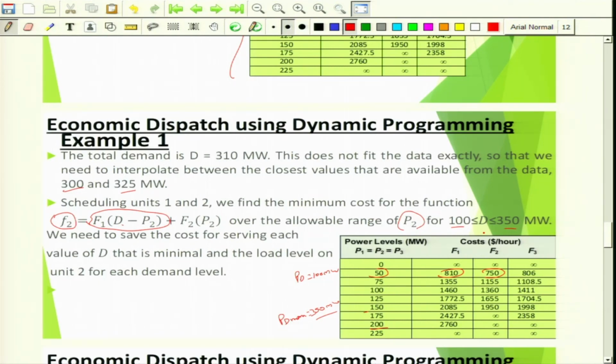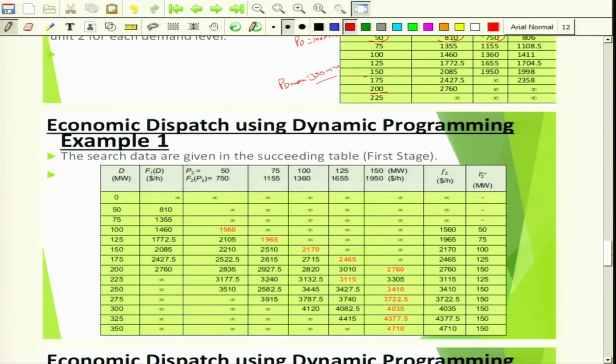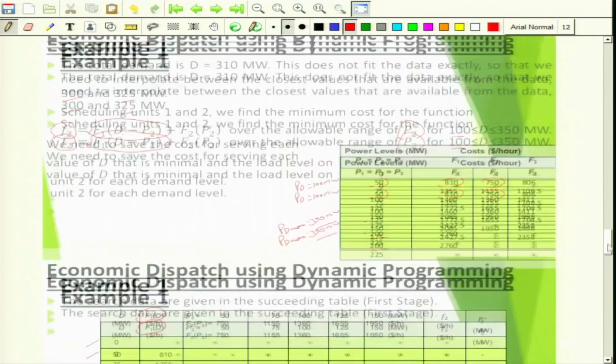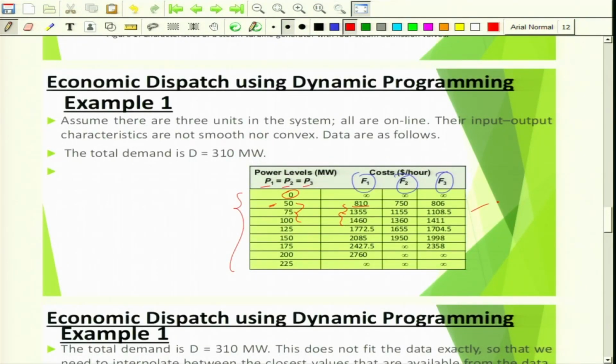Now we need to save the cost for serving each value of demand, that is minimal, and the load level on unit 2 for each demand level. Now this table will give you a better understanding. At first stage, we are in the first stage. Now you vary the demand from 0 to 350 megawatt. Simply you enter the data here. The actual demand will start from 100 to 350 for the combination of P1 and P2. Then the fuel cost associated with the first generator, you just put as it is, that you are getting from the previous table.